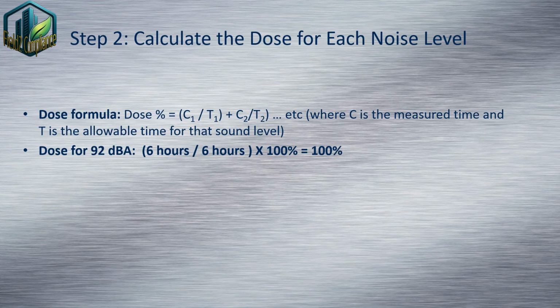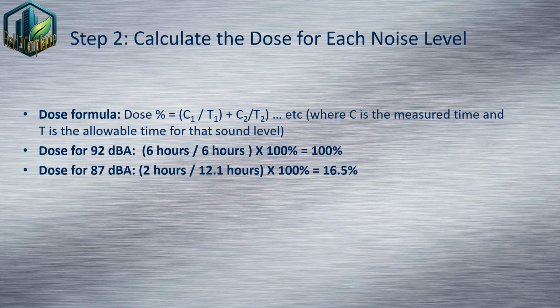Let's start with the 92 decibel exposure. The worker spent 6 hours at 92 decibels A, and the allowable time at that level is also 6 hours. 6 divided by 6 equals 1, or 100% of the allowable dose.